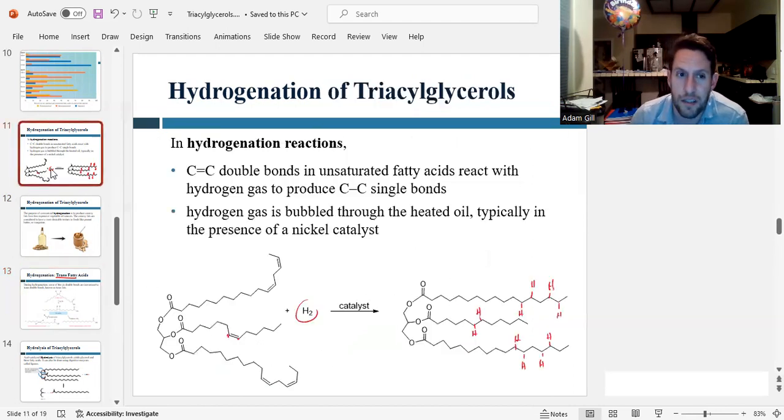Also, a lot of these polyunsaturated fats are essential fatty acids that your body really does need, and you're destroying them by turning them into saturated fats. So even if they're not trans, you're destroying the really healthy essential fats. So really, you just want to avoid hydrogenated oils in general.